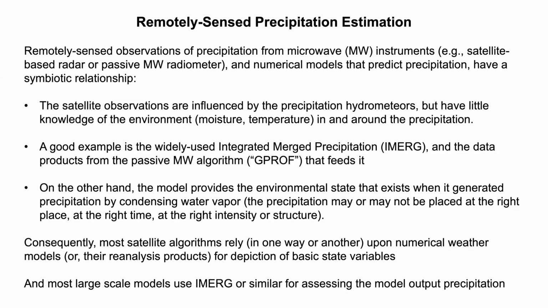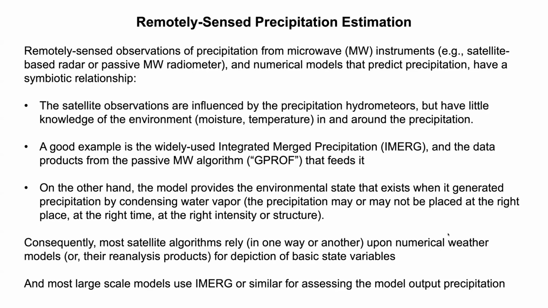But they really have a symbiotic relationship with numerical models. The satellite observations are very good. They're obviously influenced by the precipitation, you're bouncing signals off of rain, but they really don't know anything about the environment that the rain forms in, right? The temperature and moisture, very little knowledge of that. And I'll show how the current products like IMERG and GPROF, some of you are familiar with, have to deal with that. But on the other hand, models are very good at providing the environmental state that exists when it condenses water to make rain.